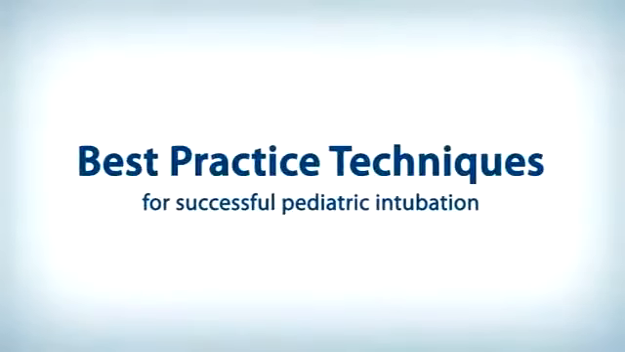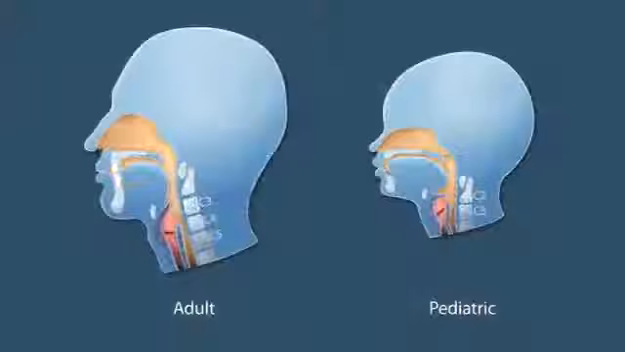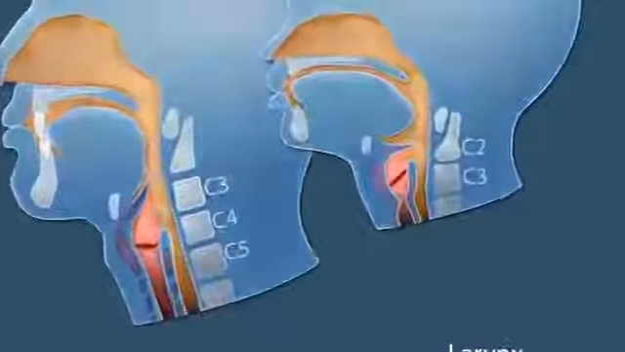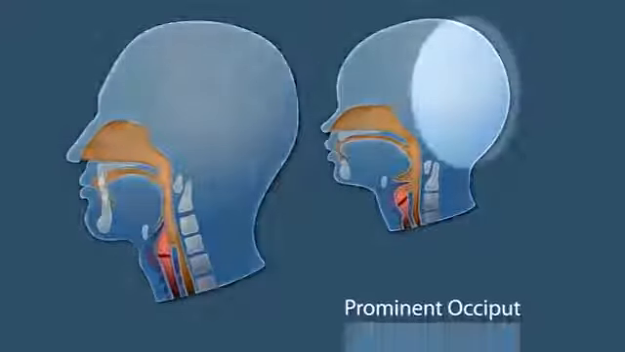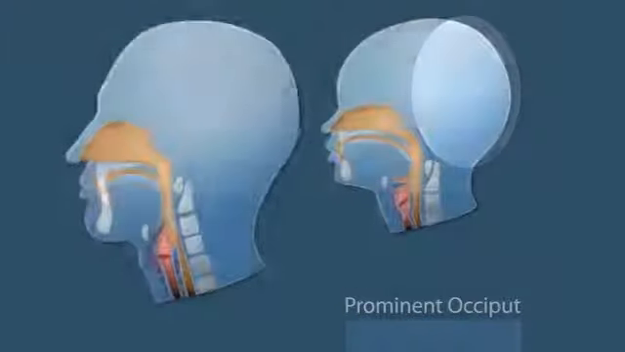Now that we've covered the basics, here are some best practice techniques with specific tips to help ensure successful pediatric intubation. Developmental differences in the airway anatomy of pediatric patients may present challenges when obtaining a view and advancing the endotracheal tube.